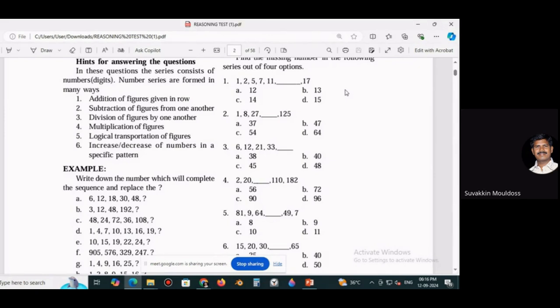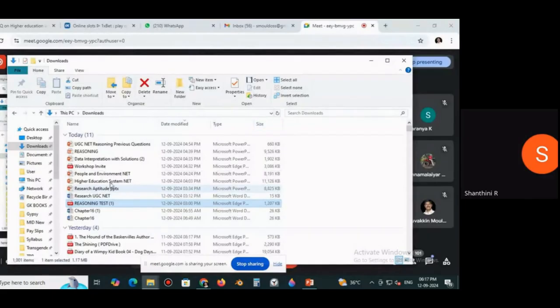When you work out 100 problems or 200 problems, likewise, you will definitely attend that question in your exam. Okay, this is the test of reasoning. We can move on to another topic.